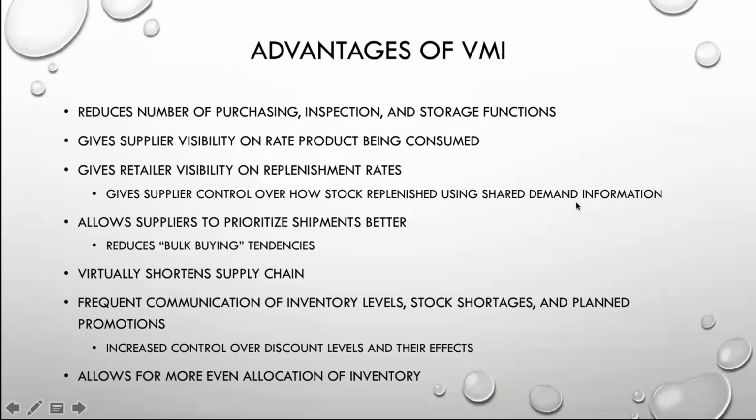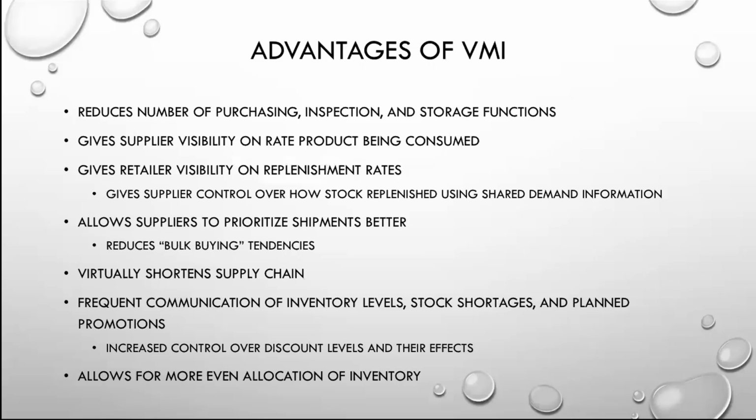There are several advantages of VMI, and they're all listed here. It reduces the number of purchasing, inspection, and storage functions. As I said, the feedback loop is delayed for every leg in the system that gets this information. Each of these little entities has purchasing, inspection, and storage functions. We can wipe all that out by basically shortening the distance virtually. Sometimes you'll hear this called a virtual vendor management or a virtual management system, and that's why they say it.